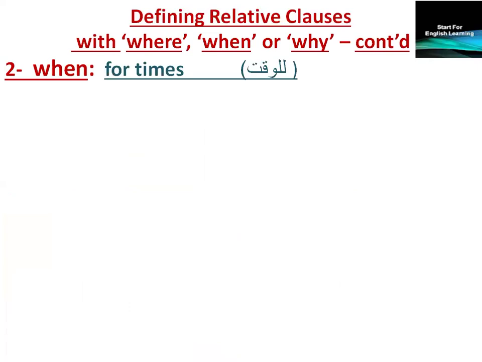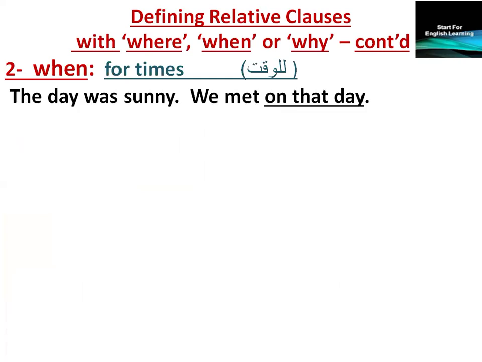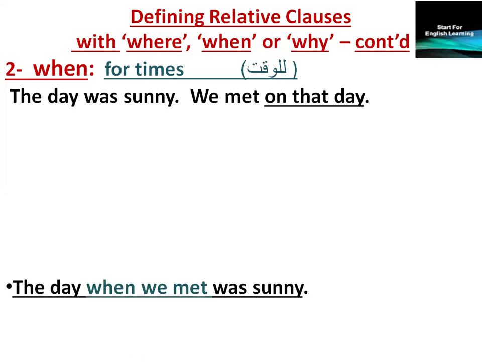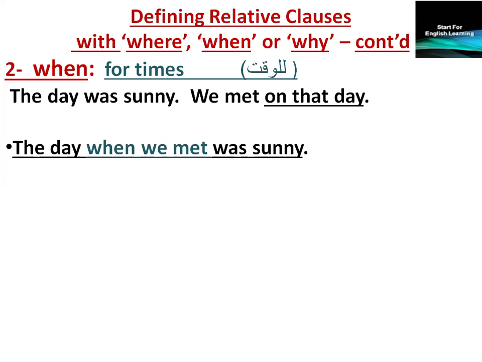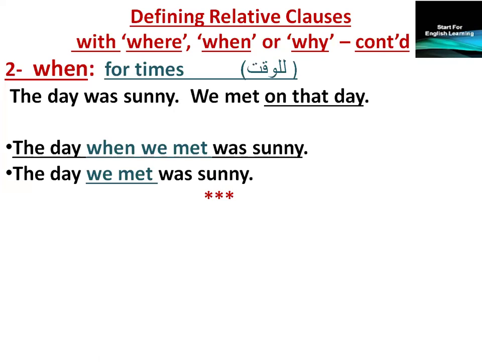Two, when. We use it for times. The day was sunny. We met on that day. The repeated phrase is on that day, and it refers to time. So we use when. The day when we met was sunny. We can remove when, and we say the day we met was sunny, and this is the correct sentence. Don't forget the full stop at the very end of the sentence.